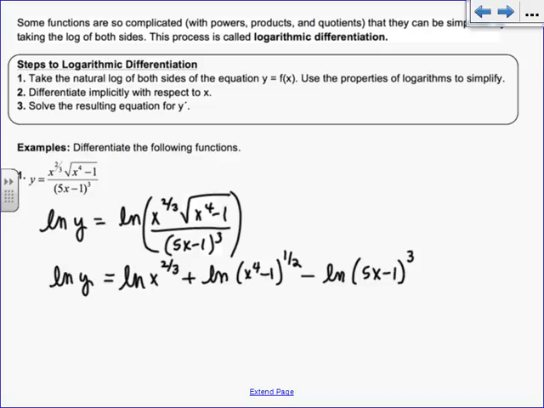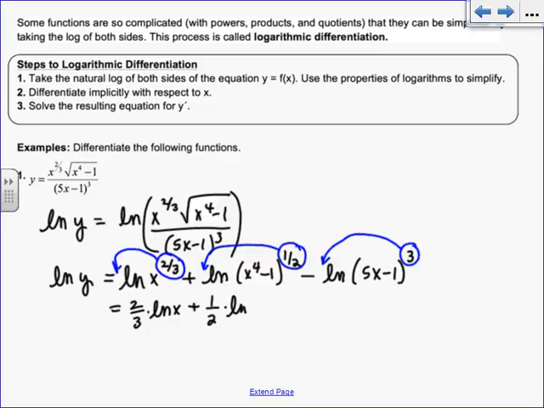Okay, and I still don't really want to take the derivative of natural log of x to the 2/3, right? So what can I do? Yeah, pull those exponents to the front. So I get 2/3 times natural log of x, which is very easy to take the derivative of.